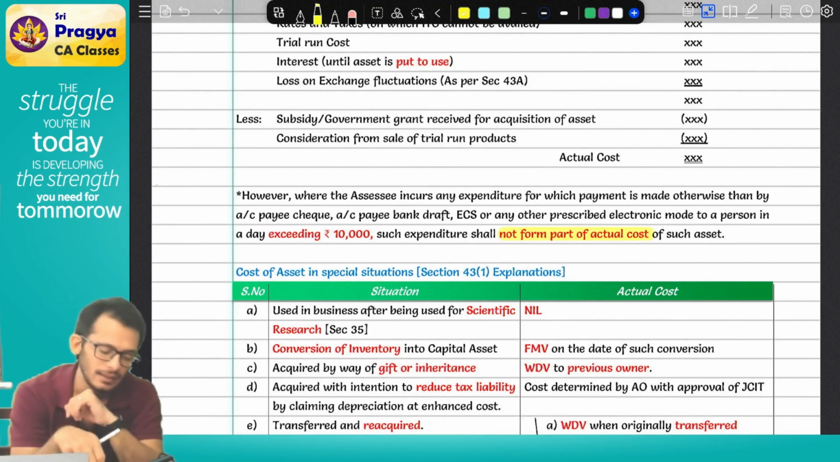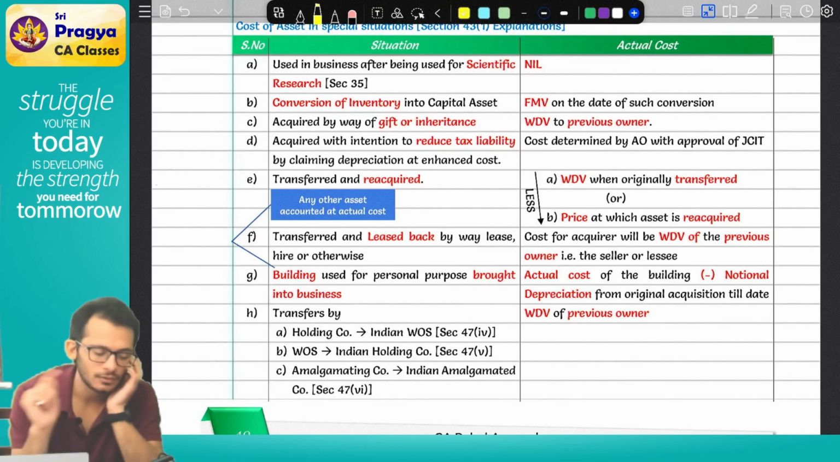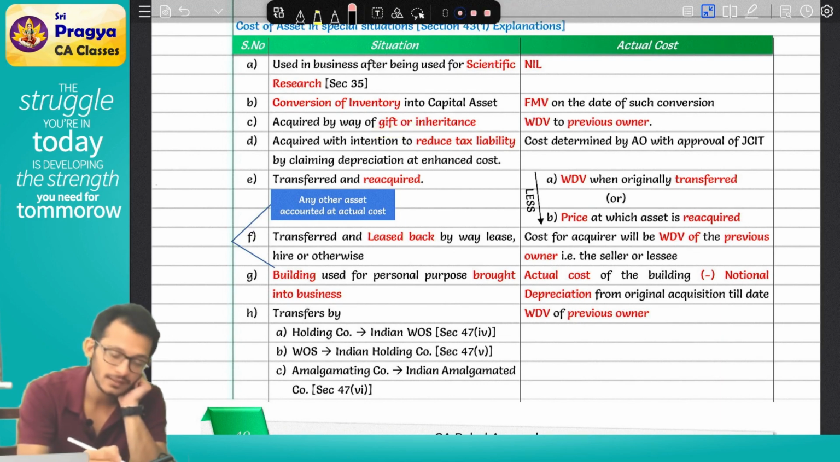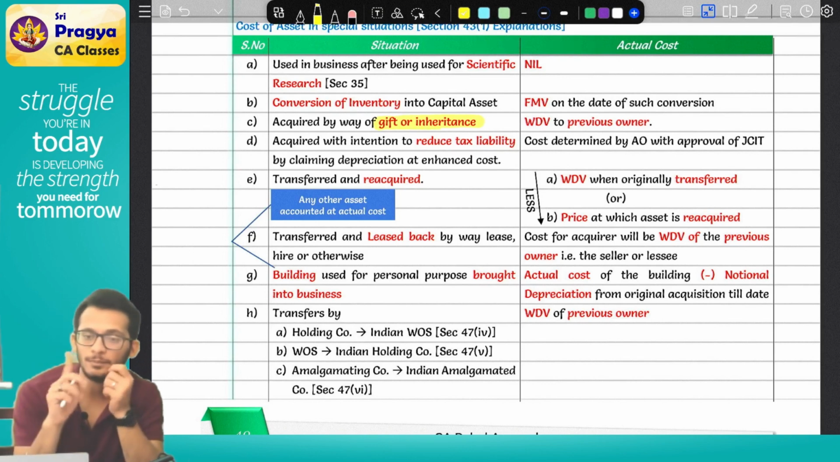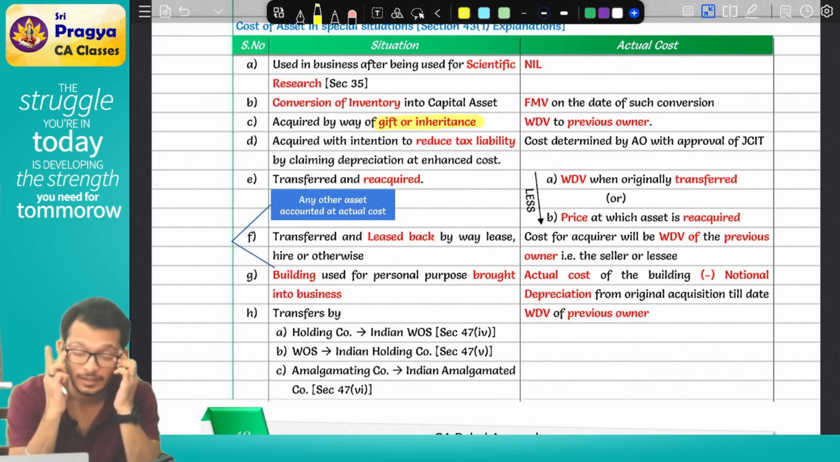Yes. Income tax has also notified some special scenarios where they've come and said, if there are some special scenarios, I will tell you how to value the cost, because you are not able to find it out. Scenario C. I've acquired the asset by gift or inheritance. Income tax says, if the asset is acquired by gift or inheritance, don't worry. Whatever was the WDV of that person can be considered as your WDV.